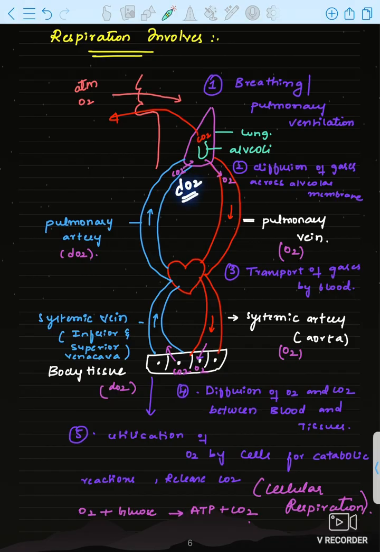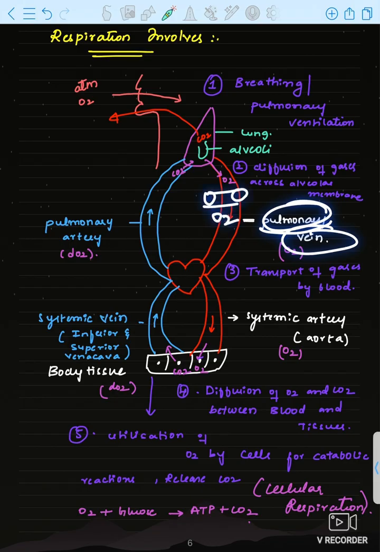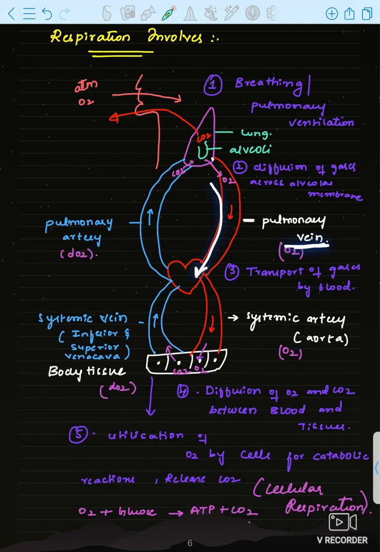Deoxygenated blood will be there, and atmospheric O2 will enter the lung, where exchange of gases will occur. CO2 will go into the lung and O2 will come into the pulmonary vein, that is, into the blood capillary. It will become oxygenated. See, here it is the reverse terms. Pulmonary vein means from the lungs it is going near the heart, purified oxygenated blood is going, but the name is different. We have to remember pulmonary vein.